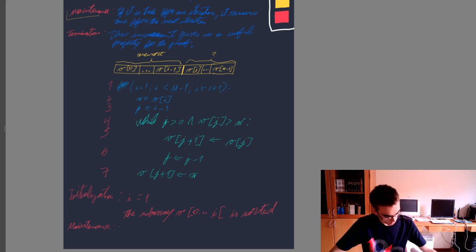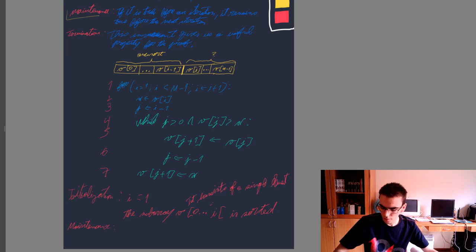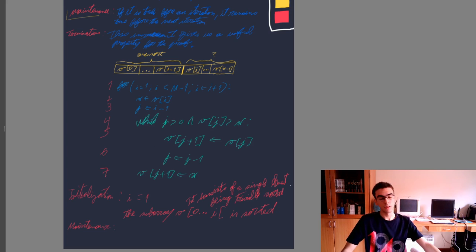For the maintenance, you can say the following. It consists of a single element. You should mention these things. It consists of a single element being trivially sorted. A single element is always sorted. Okay, so this is all you had to write for the initialization part.